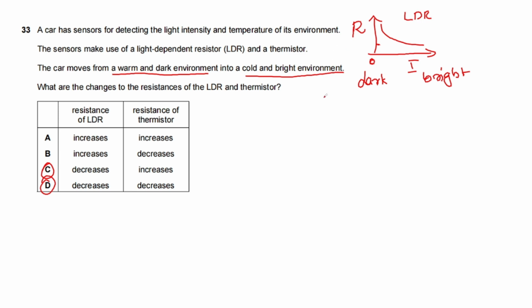Then let's check the thermistor also. The thermistor has a similar graph, but instead of intensity we have temperature, where low temperature is the cold region and on the other side is the warm region. The graph would be the same. In the cold condition, the resistance is more; in the warm condition, the resistance is less. It is moving from warm to cold, so the resistance of the thermistor increases. So option C is the answer.